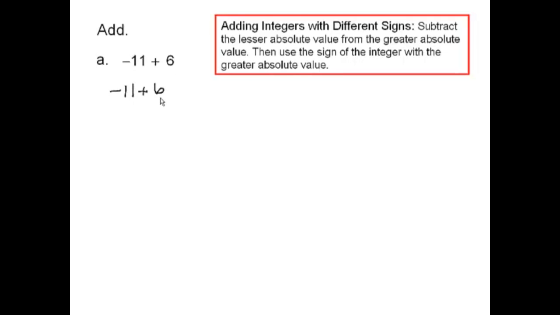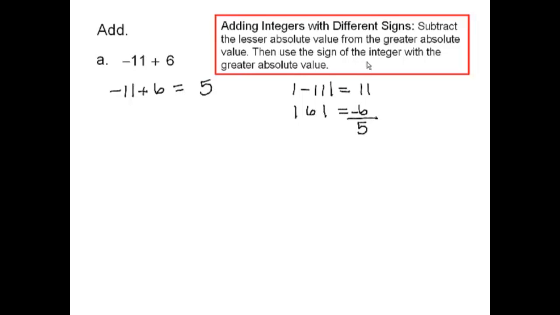Now our first step will be finding the absolute value of both numbers. So the absolute value of negative 11 is equal to 11. And then we have the absolute value of 6, which is equal to 6. So then we subtract the lesser absolute value from the greater. So 6 is less than 11, so you subtract 6 from 11. 11 minus 6 is 5. So 5 is part of our answer.